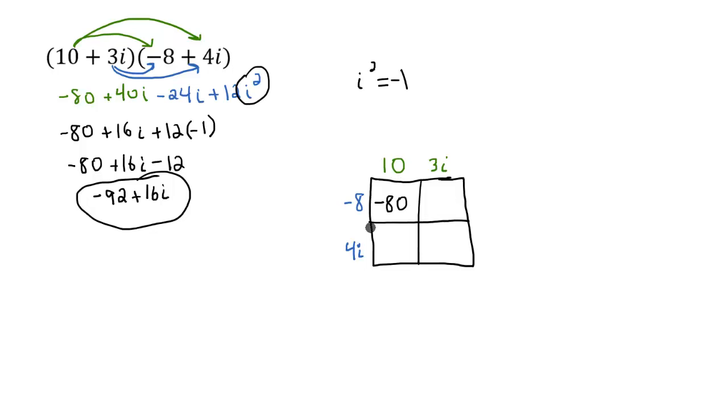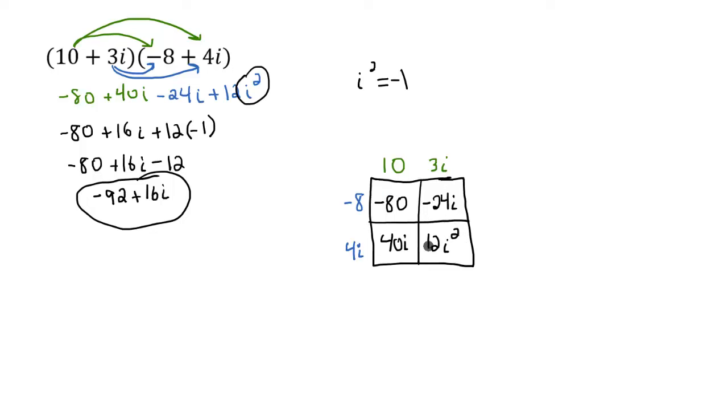Then you take 10, multiply it by 4i. That gives us our 40i. You take negative 8, multiply it by 3i. That gives us a negative 24i. And then 3i times 4i is 12i squared.